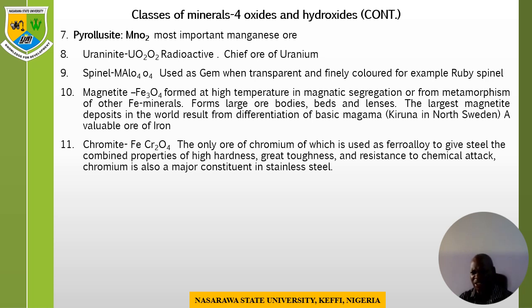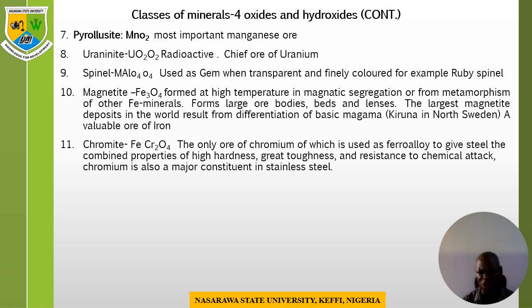The class of minerals still continues on the oxides. The seventh is the perovskite, most important magnesite ore, and uraninite, which is radioactive, chief ore of uranium. Spinel used as gem when transparent and finely colored, for example, ruby spinel. Magnetite, iron(II,III) oxide, forms at high temperature in magmatic segregation or from metamorphism of other iron minerals. Forms large ore bodies, beds, lenses. The largest magnetite deposit in the world results from differentiation of basic magma. It's found in North Sweden and is a valuable iron ore.